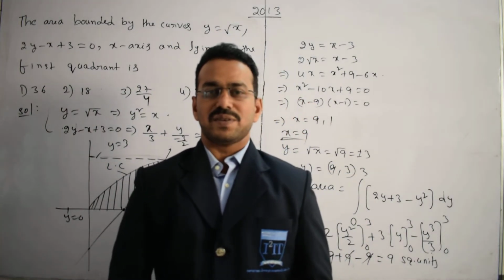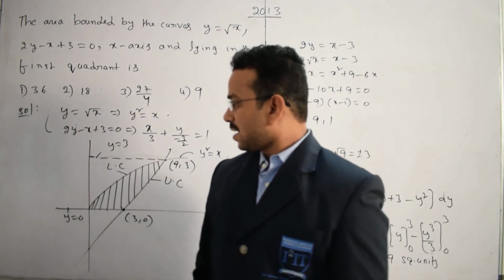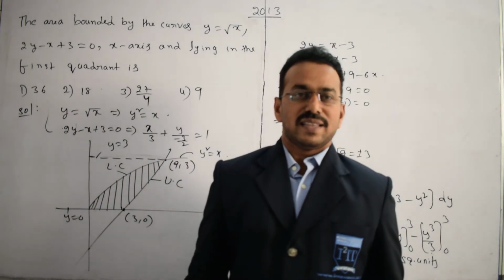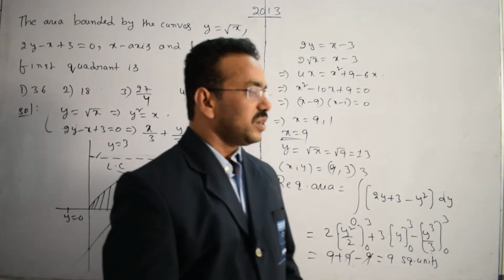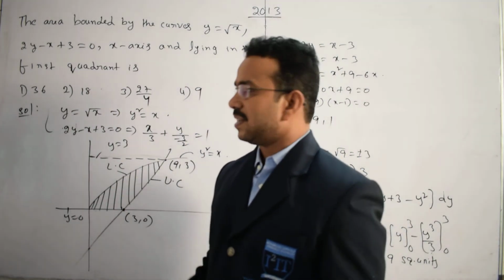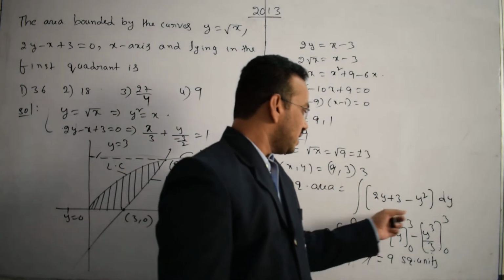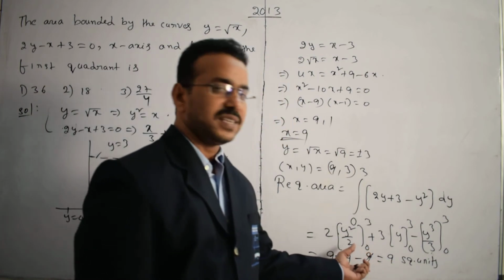So what is the concept we applied here? Simply, we wrote the given curves and then plotted the region. Then, the most important point, we took the bounds, the limits of the integration, along the y-axis, and the integrand was written in terms of y. We integrated with respect to y. Finally, we got this area.